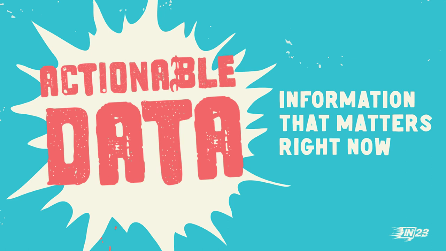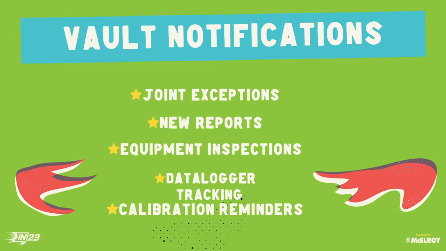It is a fantastic feature, but it requires the user to log in and go look, right? And you have to find that information, right? But it is there for you, the tool does exist. So again, like Chris said, we are releasing this year, or as of Monday, it is live. So vault notifications. Let me talk about what some of those are. Joint exceptions, new reports, equipment inspections, data logger tracking, and of course the popular calibration notifications.